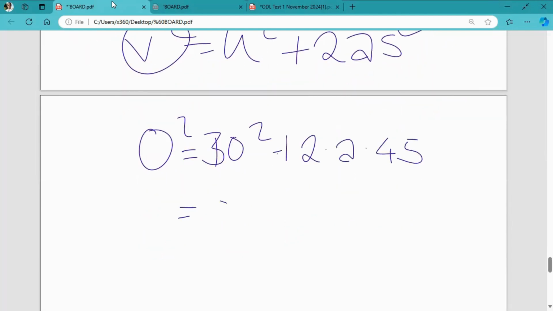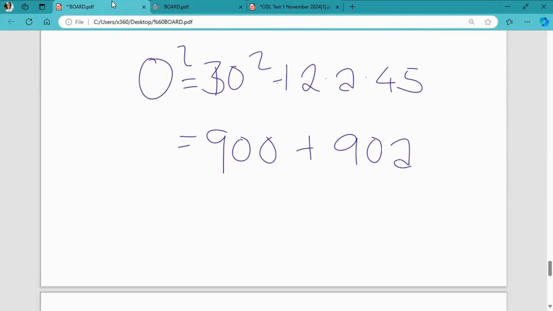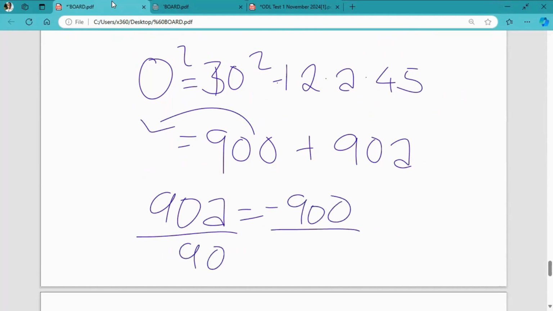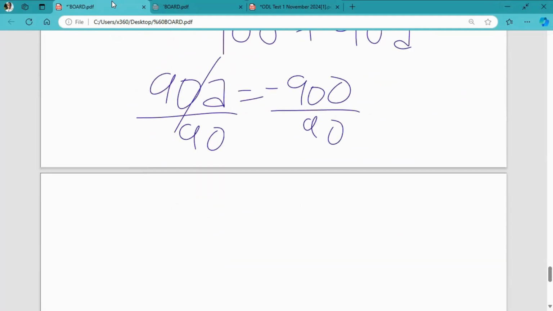So what is 30 squared? 30 squared is equal to 900, plus 2 multiplied by 45, this is 90a. We take the 900 to the other side. We get 90a equal to negative 900, over 90 on this side as well. The 90 cancels out, so a is equal to negative 10 meters per second squared. That means the deceleration of this vehicle was negative 10 meters per second squared.